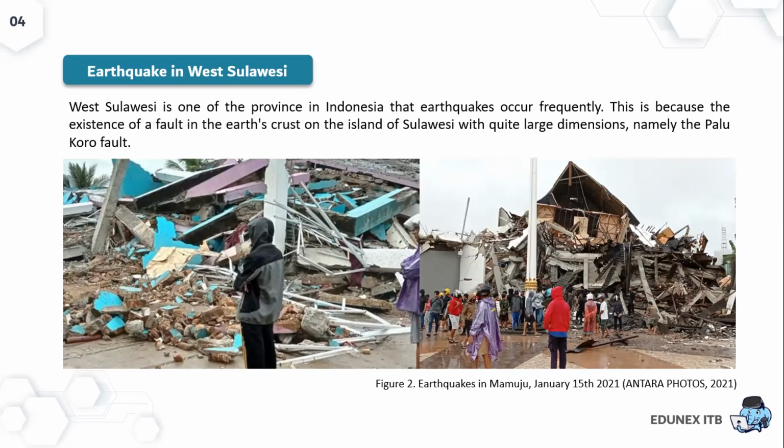And then, according to the Indonesian Agency for Meteorology, Climatology, and Geophysics, or BMKG data, West Sulawesi has experienced at least 7 destructive earthquakes that caused a lot of damage and caused dozens of people to die. This picture shows the damage caused by an earthquake in Mamuju, January 2021.